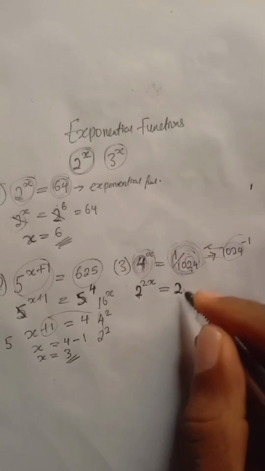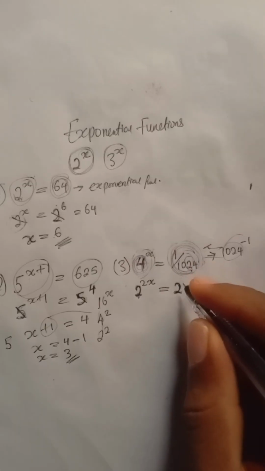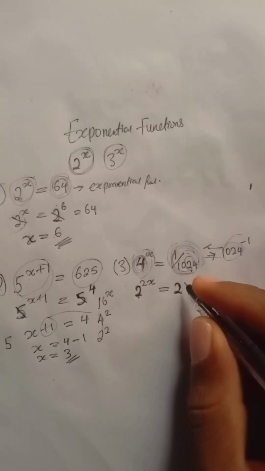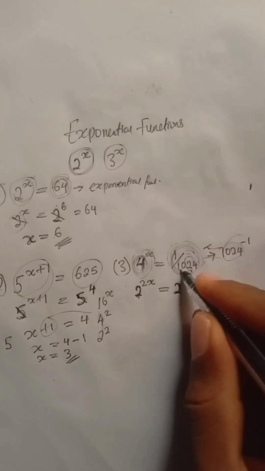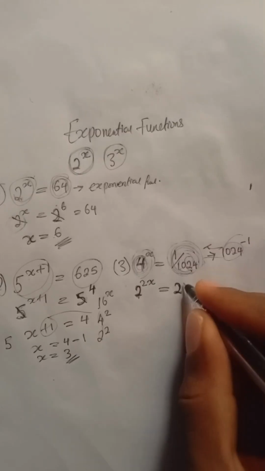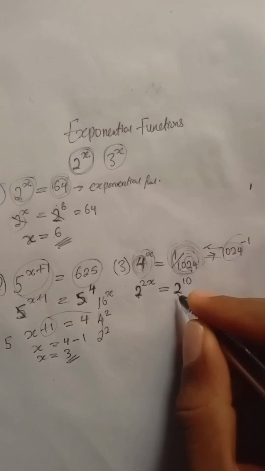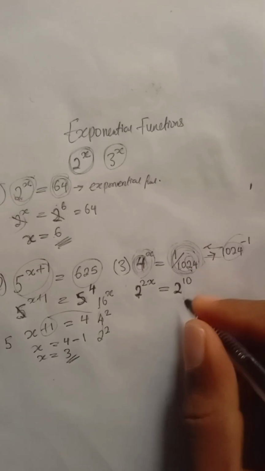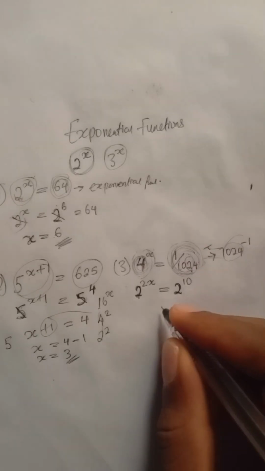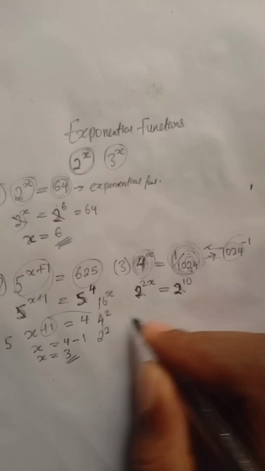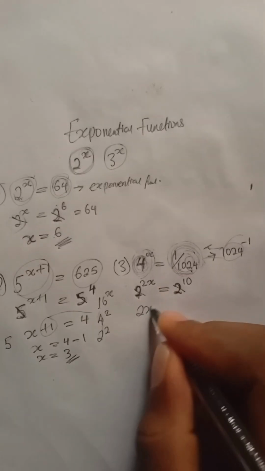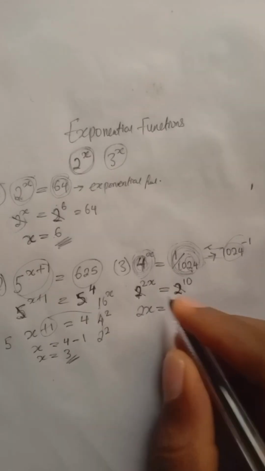So 2 raised to the power, what number will give us 1024? That will be 10. 2 raised to the power 10 will give us 1024. So here we have similar bases. We eliminate both of them. We'll be left with 2x equals to 10.